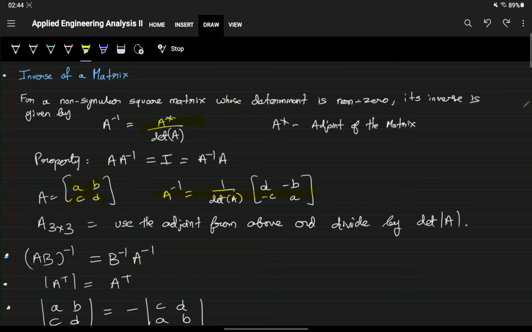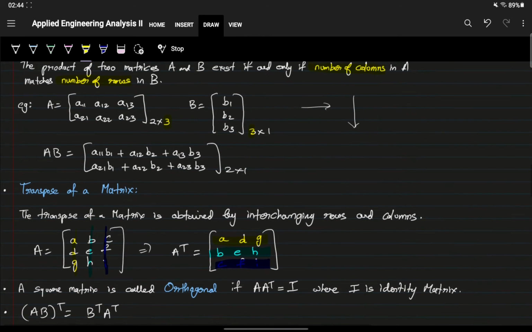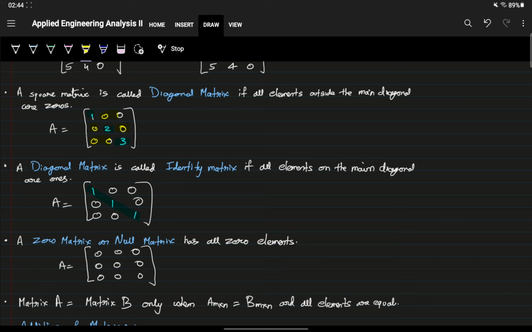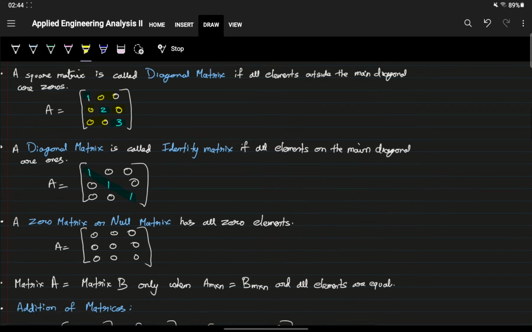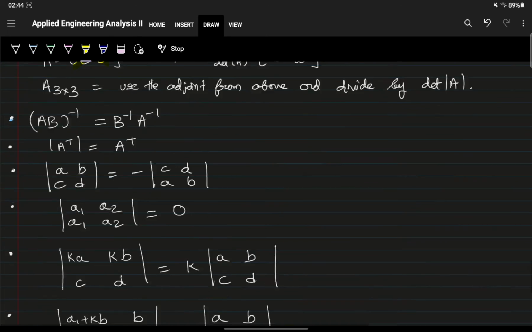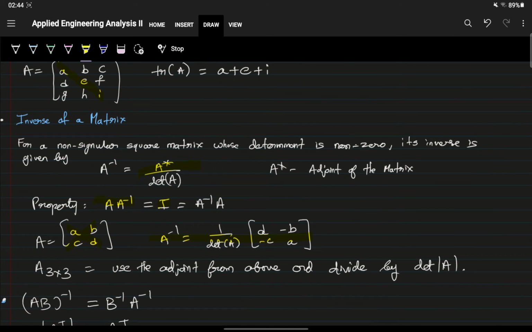And one of the important properties of the inverse of a matrix is when A is multiplied by A inverse, it gives rise to an identity matrix. That is, all the principal diagonal elements would be 1, and it does not matter in which order it is performed, either A into A inverse or A inverse into A, it always gives an identity matrix.